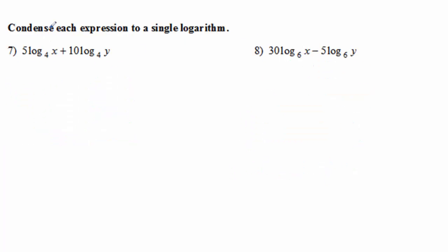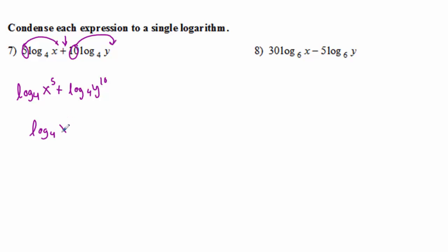All right, let's condense. So this plus sign means that it's going to be multiplication. We're going to take the numbers in front, and those are going to be our exponents for each of these. So most of us can probably do this in one step. I'm going to do it in 2. I'm going to move the exponent first on each of them. And now I have a plus sign in between, so I can make this be x to the 5th, y to the 10th inside of my logarithm. You can't combine those because they're not the same letter.